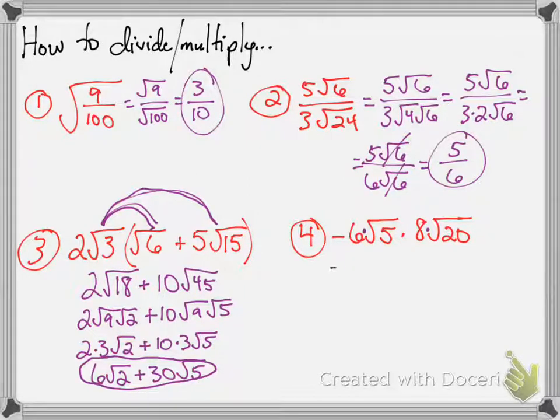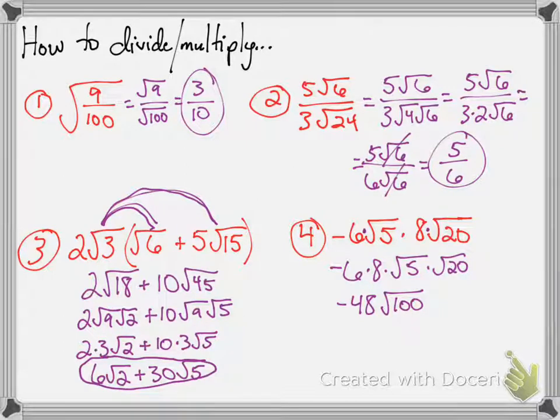I'm going to put my outside numbers together, so negative 6 times 8. And then I'm going to put my square roots with each other: square root of 5 times square root of 20. So once again, I'm going to combine what I can. Negative 6 times 8 is negative 48. Square root of 5 times square root of 20 is square root of 100.